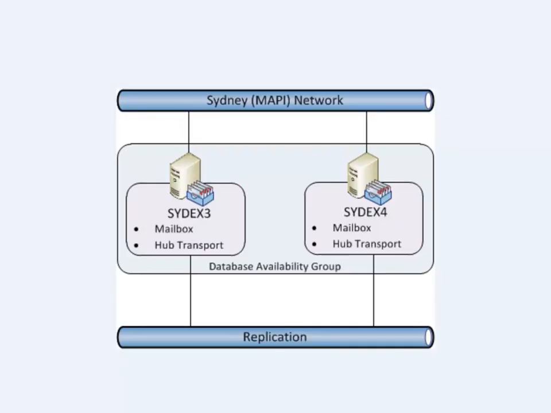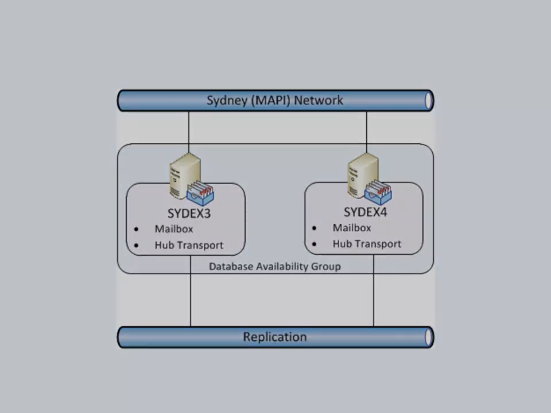And one of my preparation tasks will be to add an additional network interface to each server so that I can configure a dedicated replication network. Now, as I said in the previous video, this is not actually required. You can go ahead and deploy a database availability group without dedicated replication networks. But for the sake of demonstration, I'm going to go ahead and deploy a dedicated replication network in my DAG.